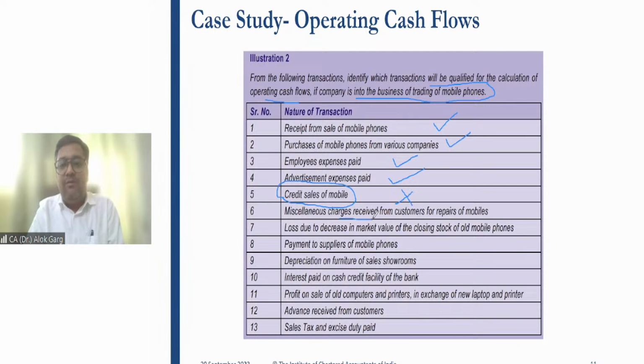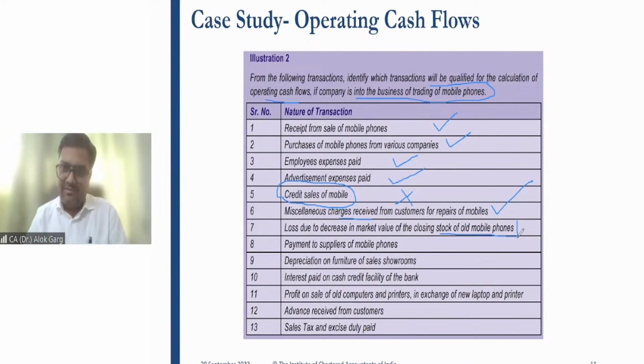Miscellaneous charges received from customer for repair of mobile. Yes, it is an ordinary activity of business from which the company is getting money. Loss due to decrease in market value of the closing stock of old mobile phone. The company has an old mobile phone inventory and the market value has decreased. Is there any cash movement? There is no cash movement.